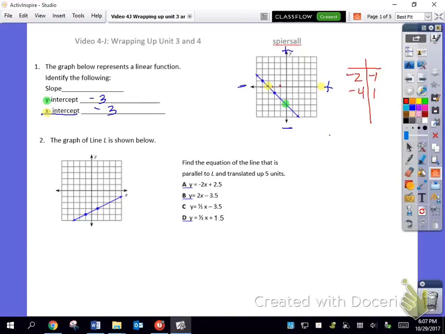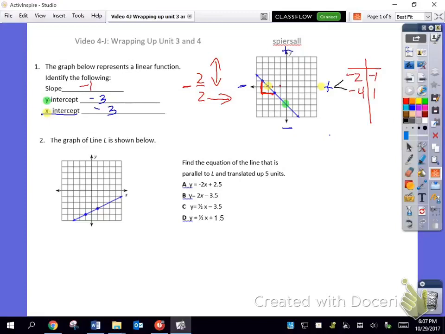It's decreasing, so it's negative. And then remember, rise is up and down, and run is to the right. So you go down 2 and right 2. So 2 over 2, which is negative 1. Either way, you're going to get the same answer, okay?